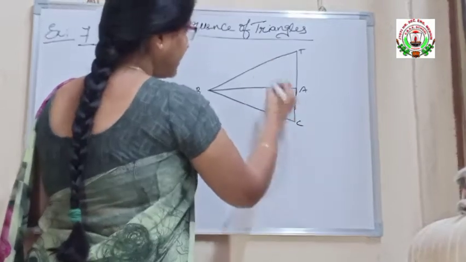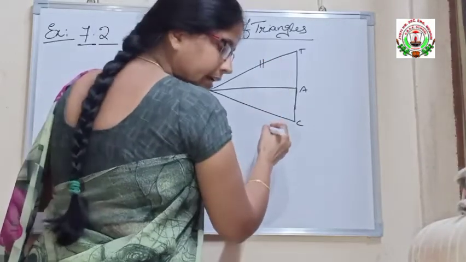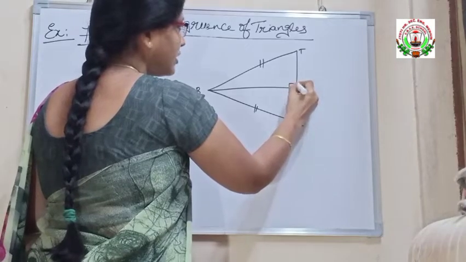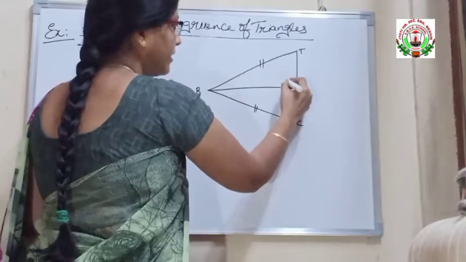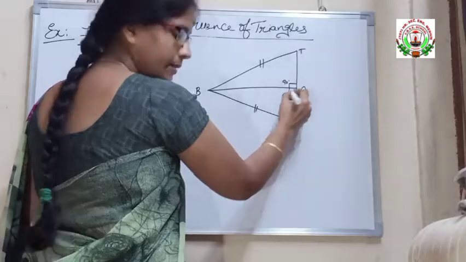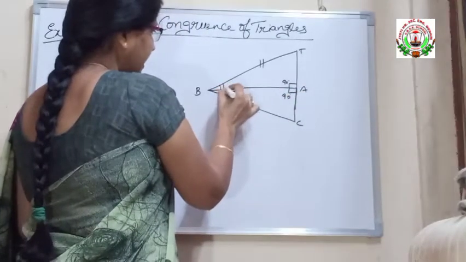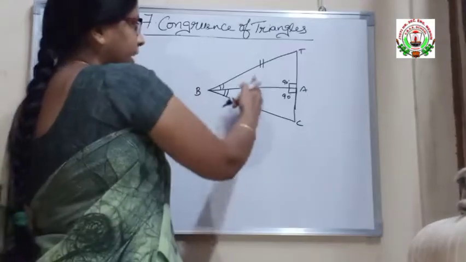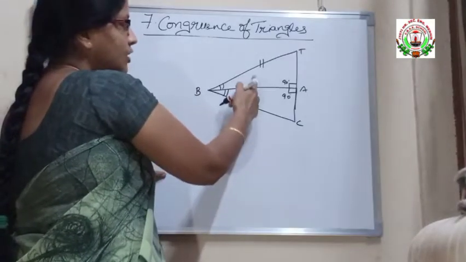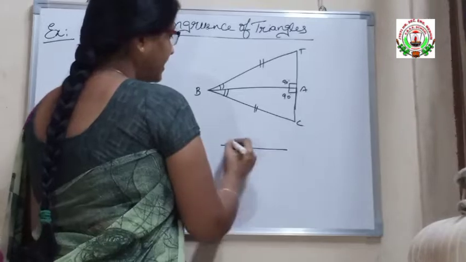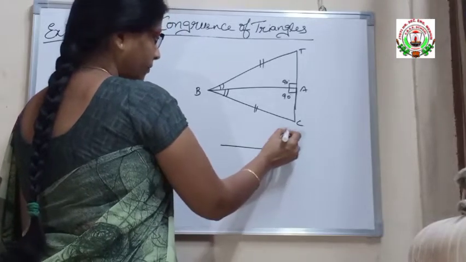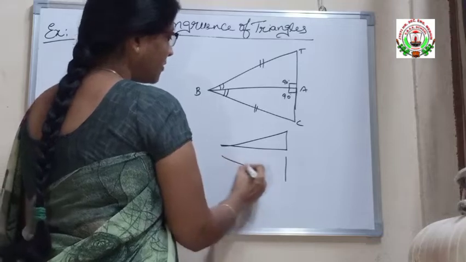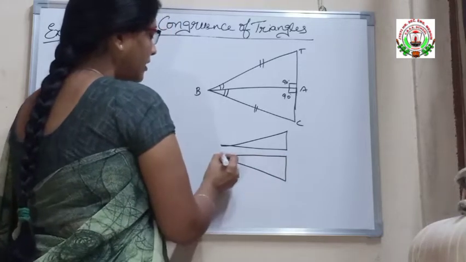Next see here, this side is equal to this side, and you can see this is 90 degrees, so this is also 90 degrees, 90 degrees here, 90 degrees here. Next this angle is equal to this angle. Now they are asking how these two triangles, there are two triangles in this figure. One is like this, another one is like this.